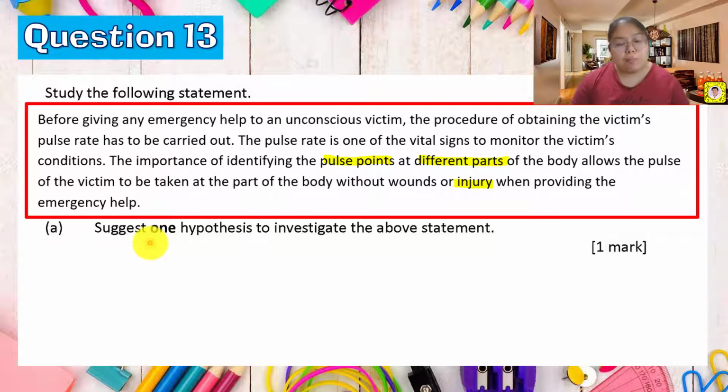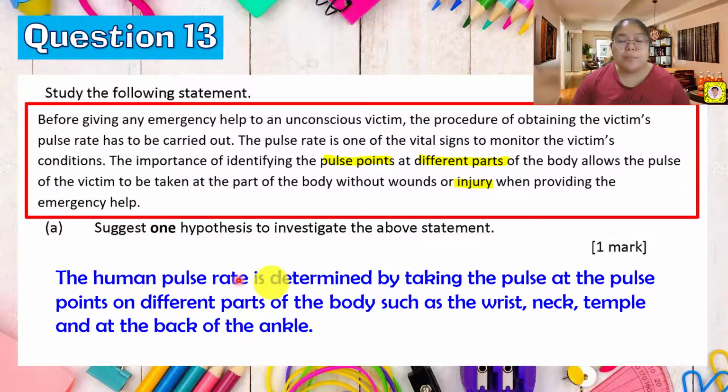Okay, first one, 1 mark. Hypothesis. So for the hypothesis, you need to find out the pulse point at the different parts of the body, from the victims. Okay, this one is one of the hypotheses. We need to check it. Okay, after you find the different parts, after that you need to check the pulse rate, how many for the victims. Okay, let's see the hypothesis.